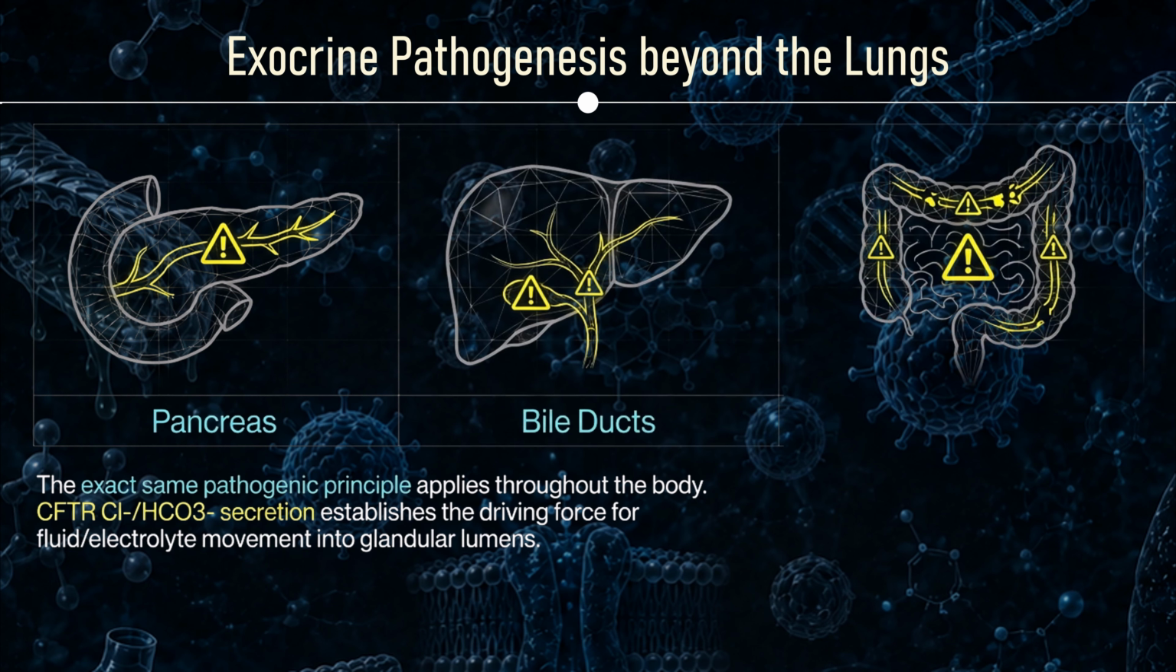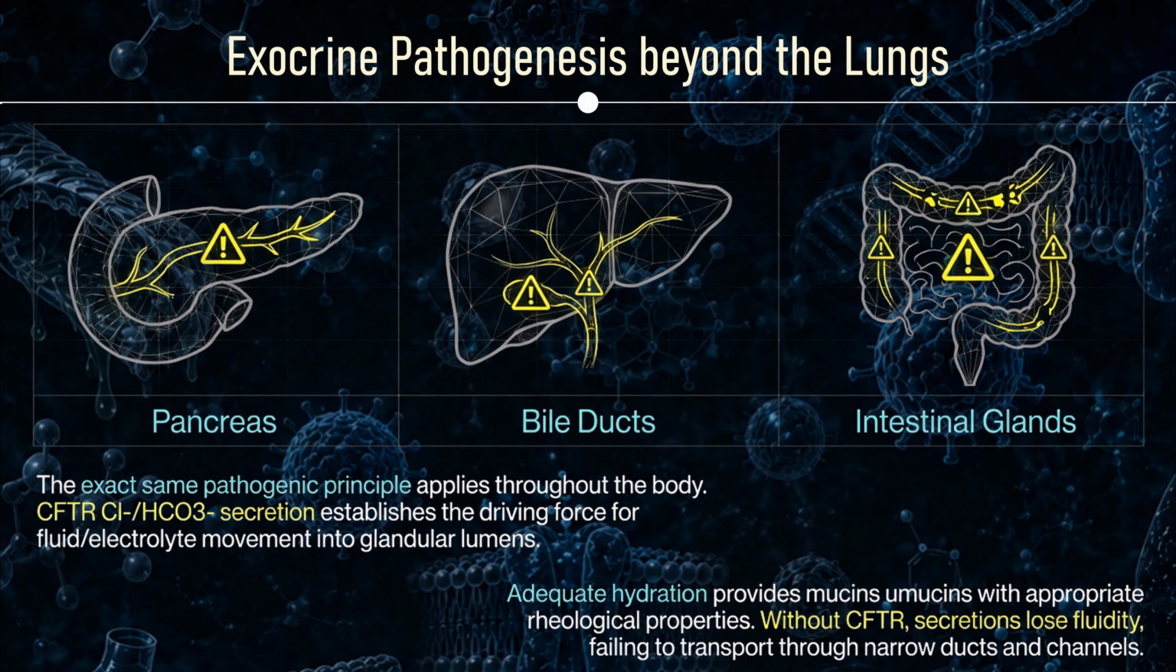Within the pancreas, bile ducts, intestinal glands, and other secretory tissues, chloride and bicarbonate secretion through CFTR normally establish the driving force for fluid and electrolyte movement into the glandular lumen. Adequate hydration gives mucins and other exocrine products their appropriate rheological properties, allowing secretions to remain fluid enough for transport through narrow ducts and channels.